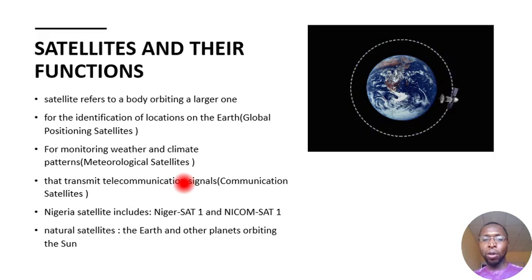Okay, and these various types of satellite are designed based on the country. For Nigeria, we have the Niger Sat 1 and we have the Nicom Sat 1 as well. These are the two satellites made in Nigeria. They are all artificial satellites, and Niger Sat 1 and Nicom Sat 1 are from Nigeria.